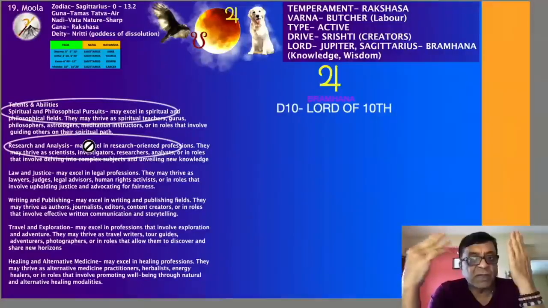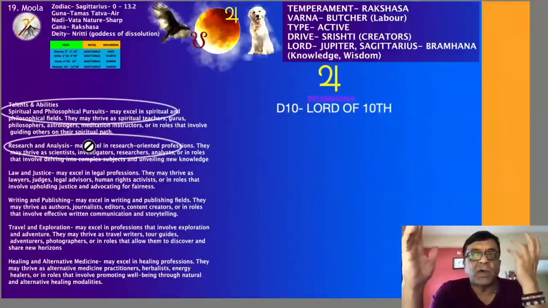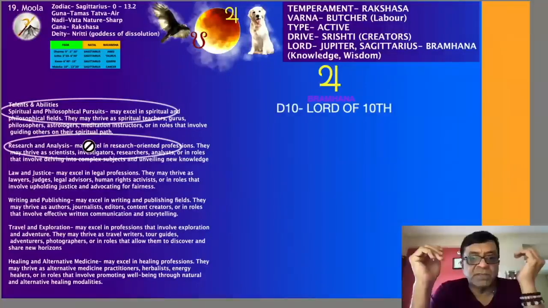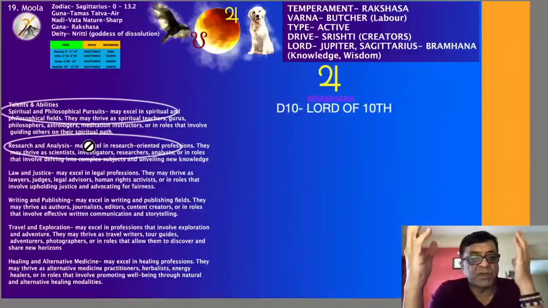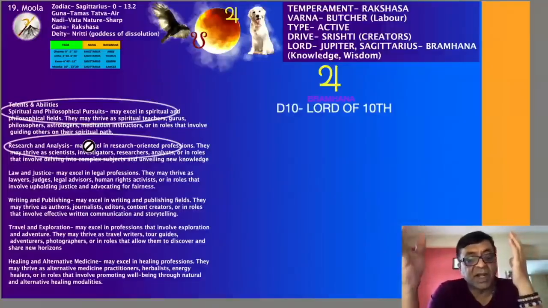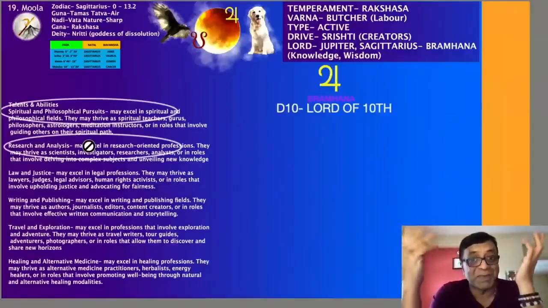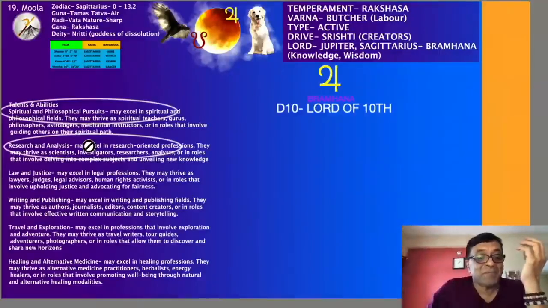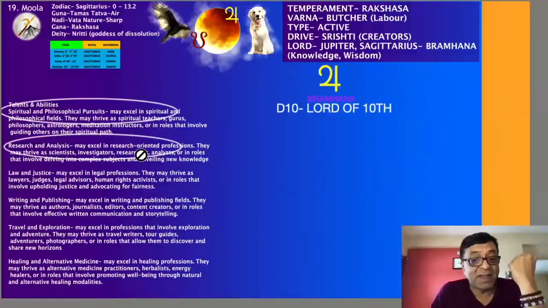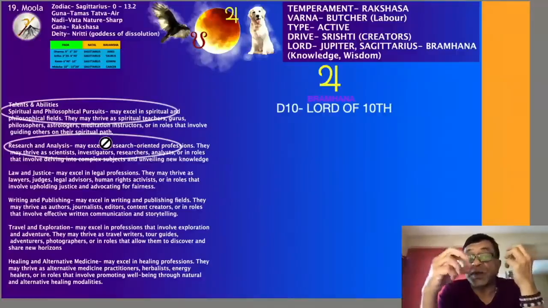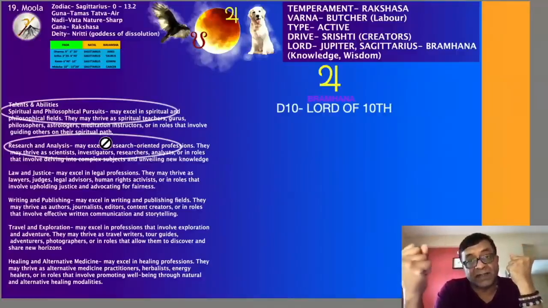Spiritual and philosophical pursuits. Isn't life coaching a somewhat spiritual, quasi spiritual kind of approach? They may excel in spiritual or philosophical fields. They may thrive as spiritual teachers, gurus, philosophers, astrologers. Incidentally, she's interested in astrology also. She came to me with her chart. So, research and analysis, they may excel in research oriented professions. They may thrive as scientists, investigators, researchers, because these two qualities Jupiter takes on as the Lord of the 10th.